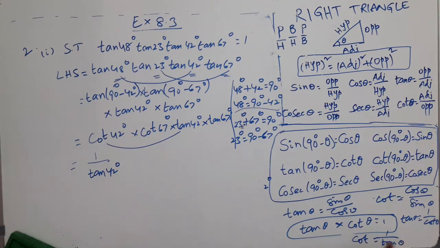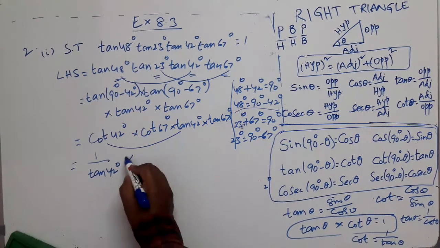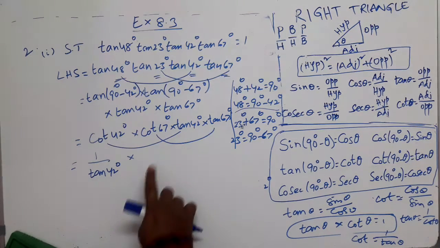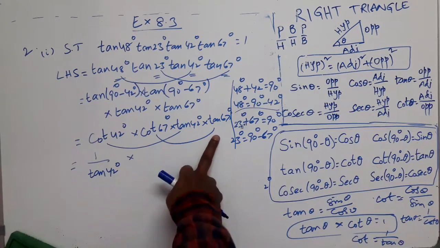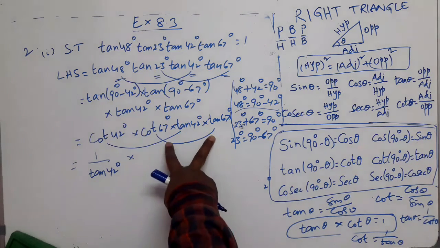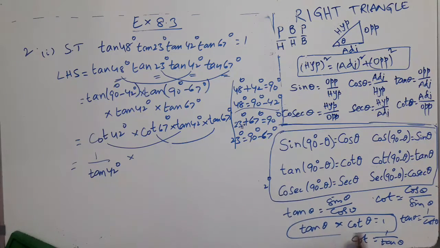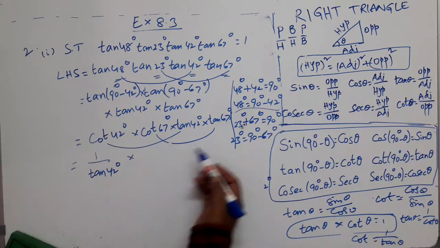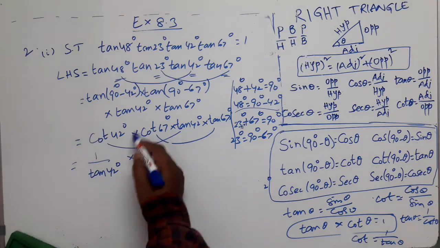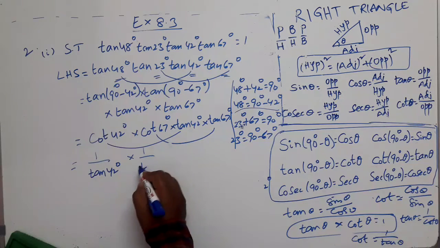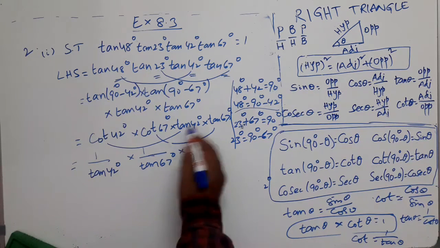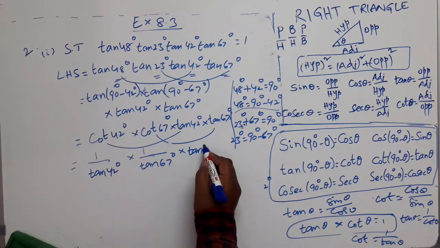Yes, because cot theta is 1 by tan theta, multiplied by, I am again in the same way, these two, observe these two. This is cot 67 degrees, this is tan 67 degrees. In the same way, you can use the formula directly also, or you write like this also. Anyway, this cot I am writing as 1 by tan 42 degrees, again 1 by tan 67 degrees I am writing. I am leaving the remaining terms as they are.